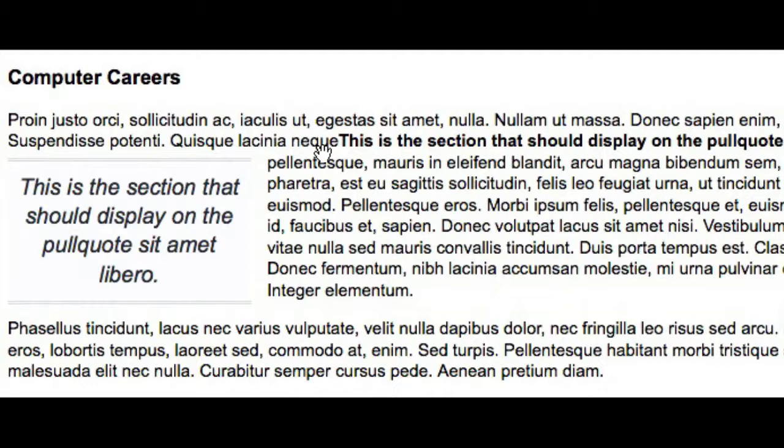And when the JavaScript runs using the DOM, it pulls out this span and it displays it here in the pull quote. Now the beauty of this is if the user has JavaScript turned off, the pull quote won't display, but the text is still there inside the main block of the text.